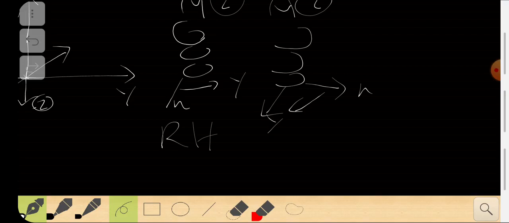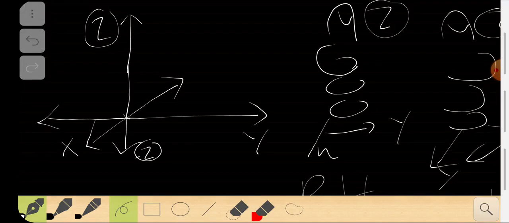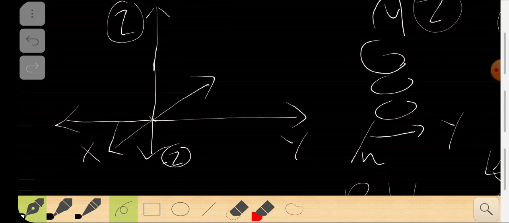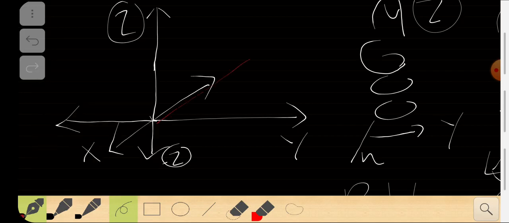In this left-handed coordinate system, it is not the case. So always choose a right-handed coordinate system. That's one thing. Now if you are using this right-handed coordinate system, you can see that you have a vector like this, say p. The angle made with the z-axis is called theta.